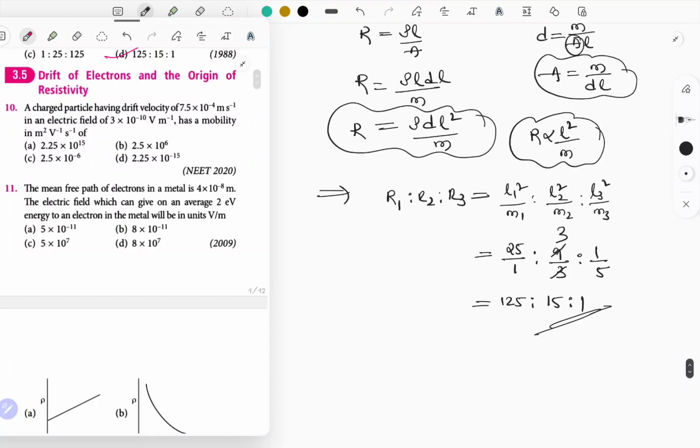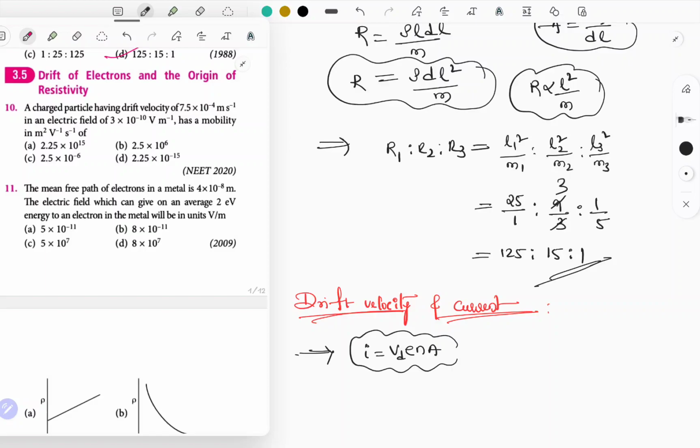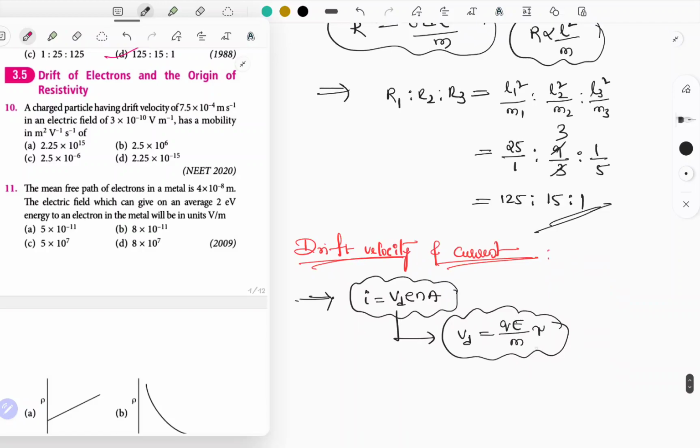Okay. So let's solve the numericals based on drift velocity of electrons and origin of resistivity. First of all, let me give you formulas of drift velocity and current. General formula for current I is equal to nAeVd, where A is area of cross section, n is electron density, e is charge of the electron, Vd is drift velocity, where drift velocity can be replaced as qE by m into relaxation time, where q into tau divided by m alone can be replaced as mobility of the electrons.